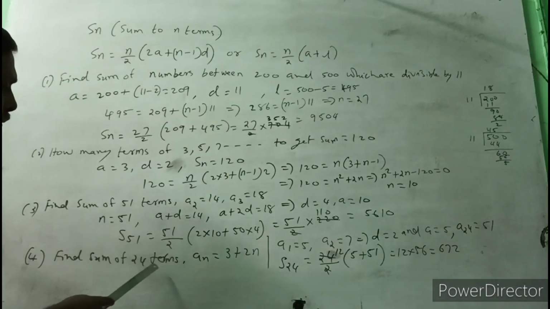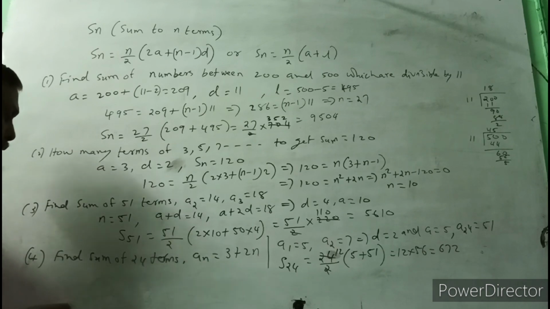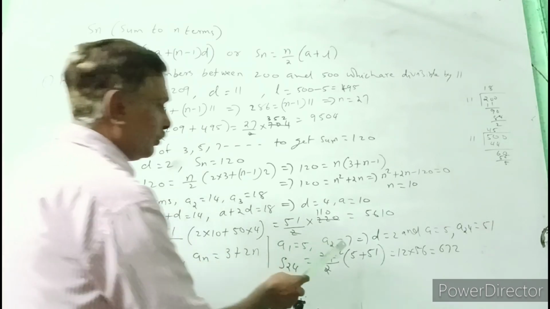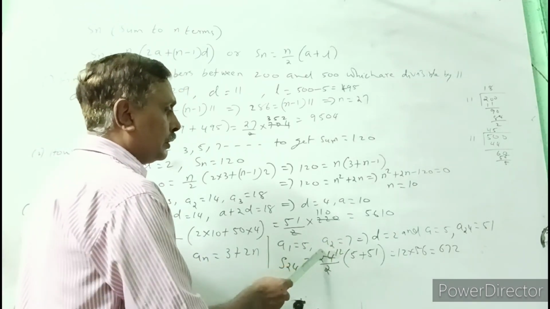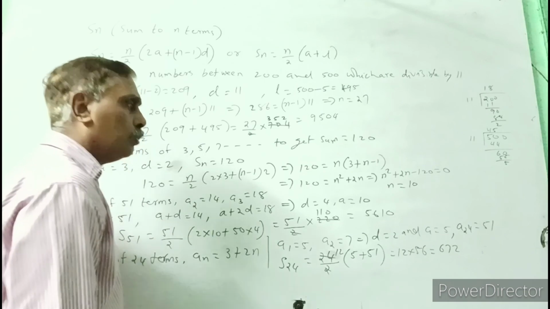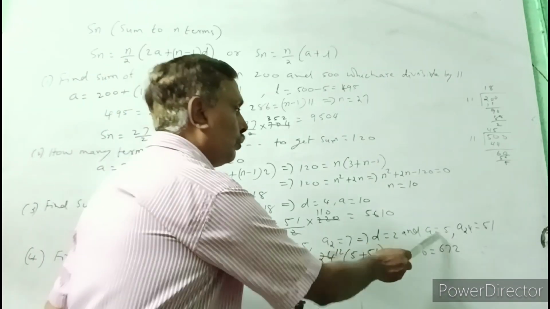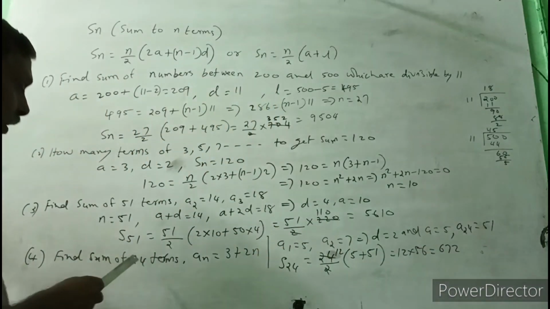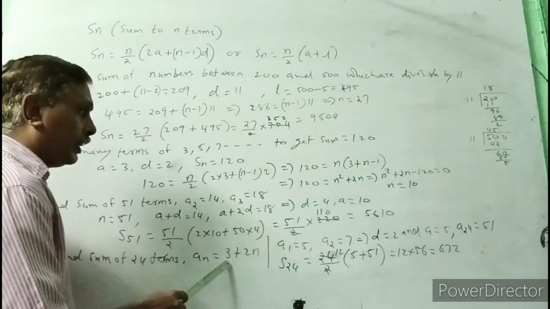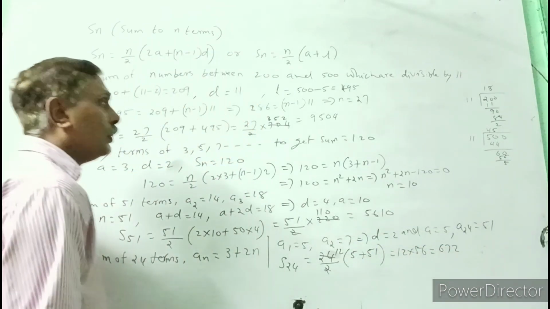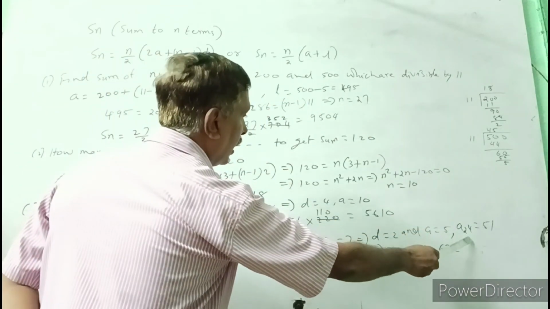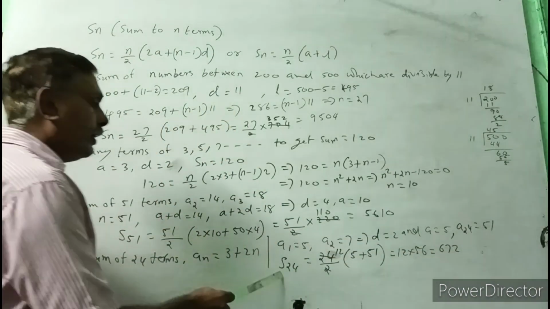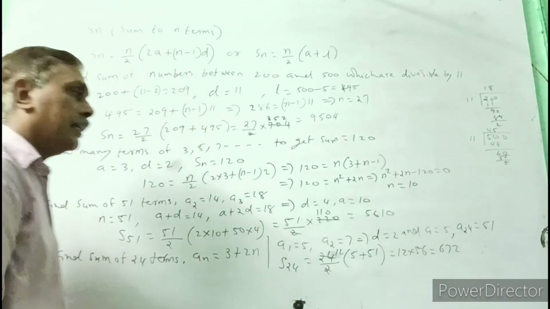And next we find the sum of 24 terms. Means n is 24. So you can get a1 is 5, a2 is 7. So 7 minus 5, d is 2. a is 5 because a1 was 5. And the last term, I could find out directly if I want. So a24, I put n equal to 24 here. But if you are not using the last term, then use the first formula. You calculate anyway, S24, the sum of 24 terms, you will get 672.